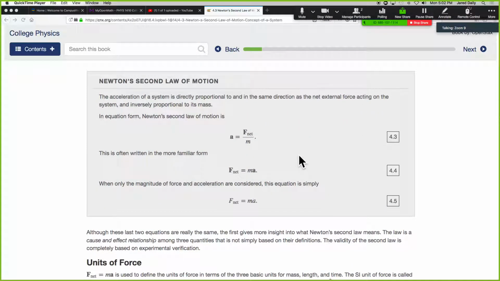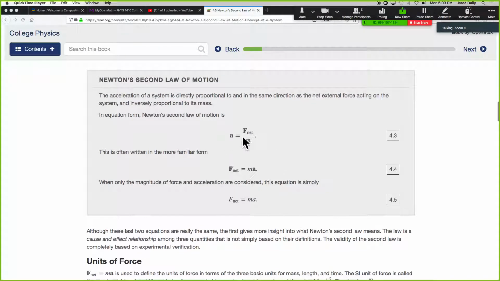In the end, these two ideas make an equation. The direct proportionality between acceleration and force and the inverse proportionality between acceleration and mass very neatly fit into this equation, which we often call Newton's second law for motion. It's usually represented like this: the net force equals the mass times acceleration.